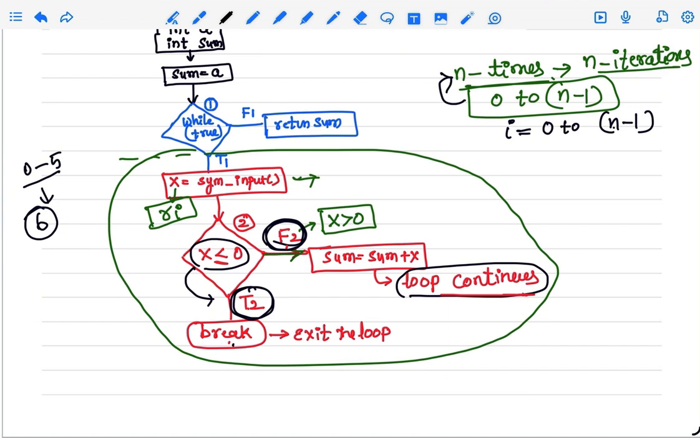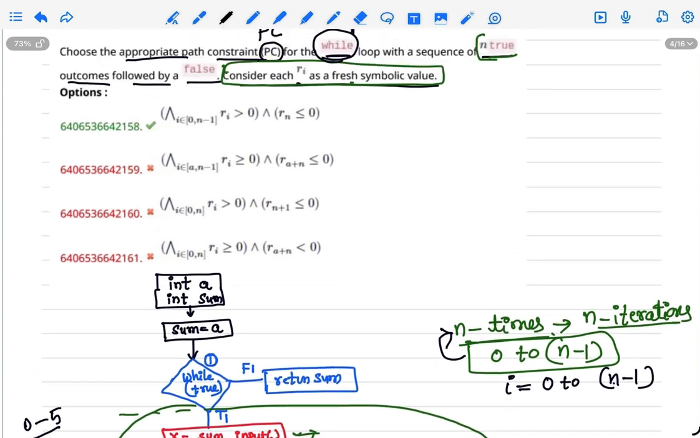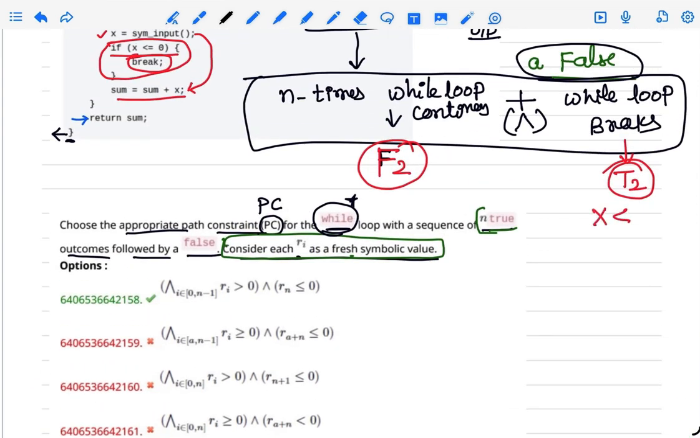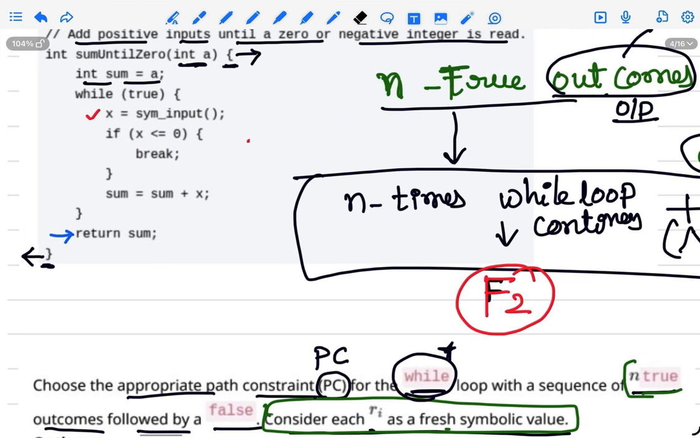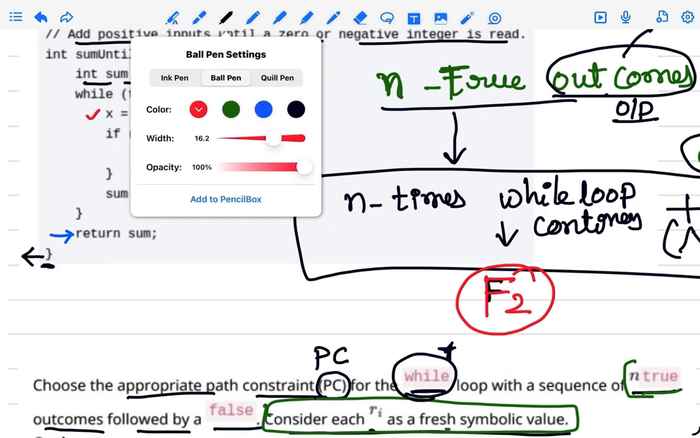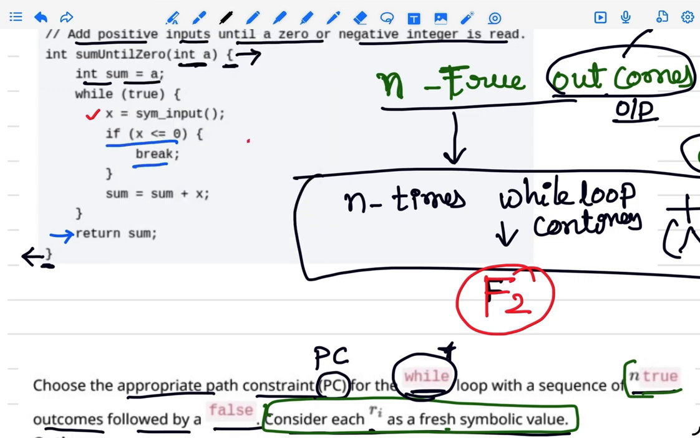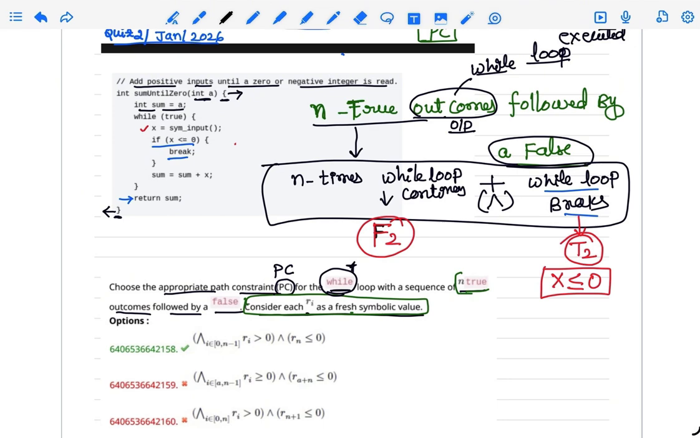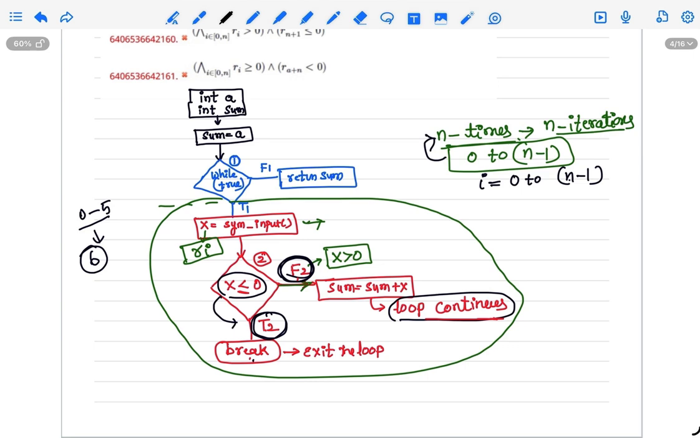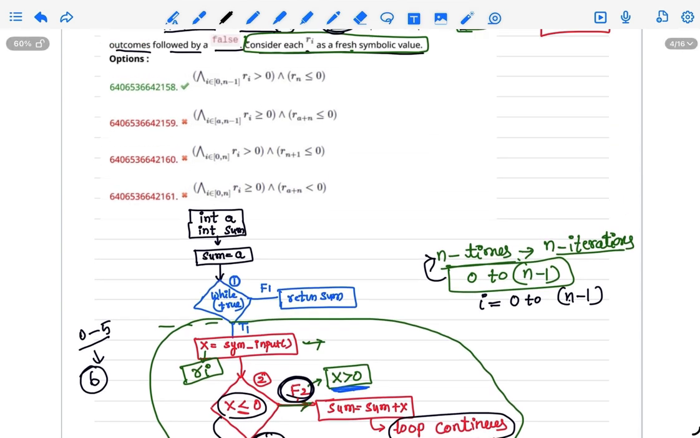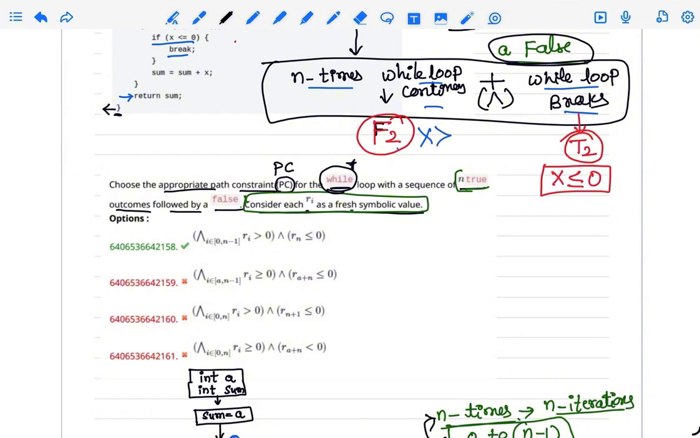So the T2 condition is what? X less than or equal to 0, right? X less than or equal to 0 breaks. X less than or equal to 0 is the T2 condition we are writing. See in the code also, if x less than or equal to 0, it breaks, right? So the while loop breaks. So n times the while loop continues, the condition is F2, that is x greater than 0.